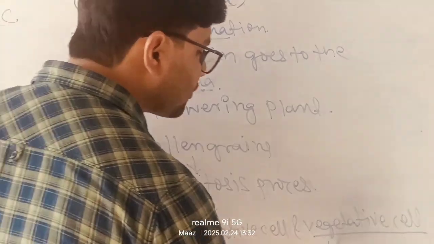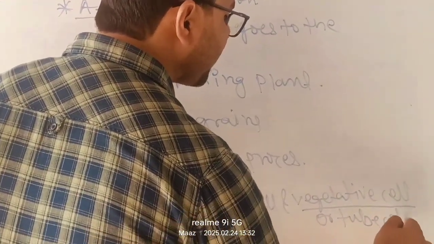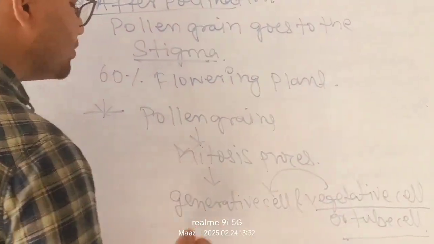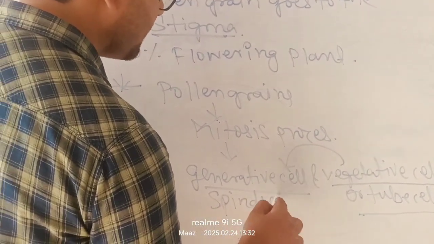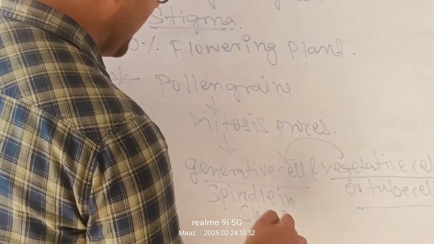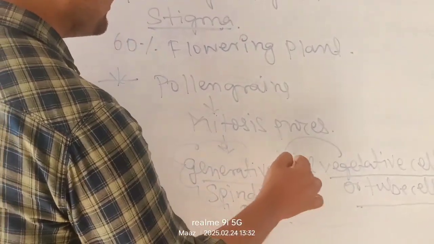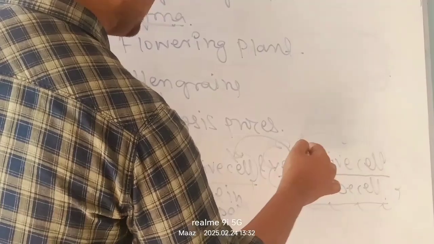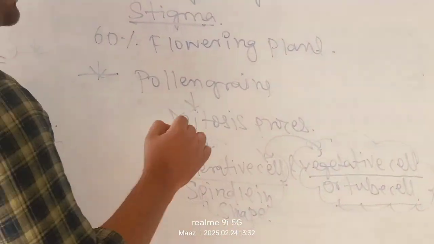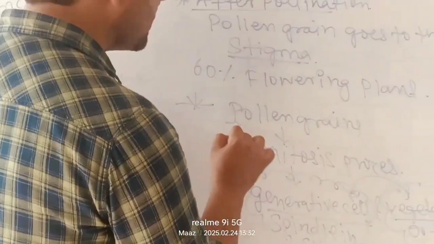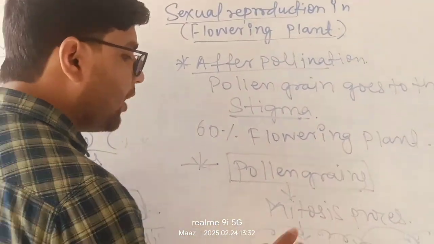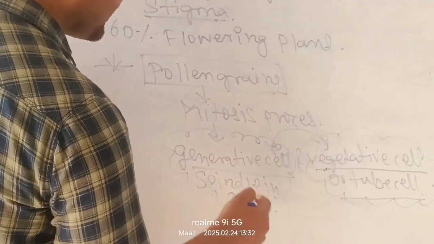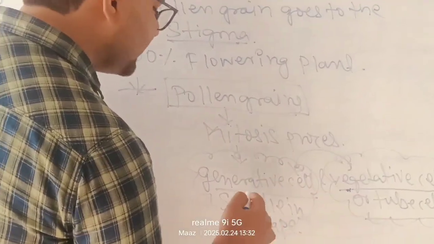The vegetative cell is also called a tube cell because it is large in size and it provides nourishment to the generative cell, because generative cells are spindle in shape. They get nourishment from the vegetative part. The vegetative cell is the large cell or tube cell. These two cells form after the mitosis of the pollen grains, and hence we can say that the gametophyte becomes mature.